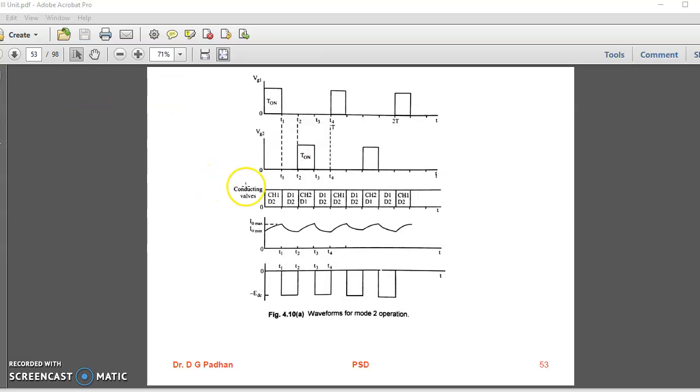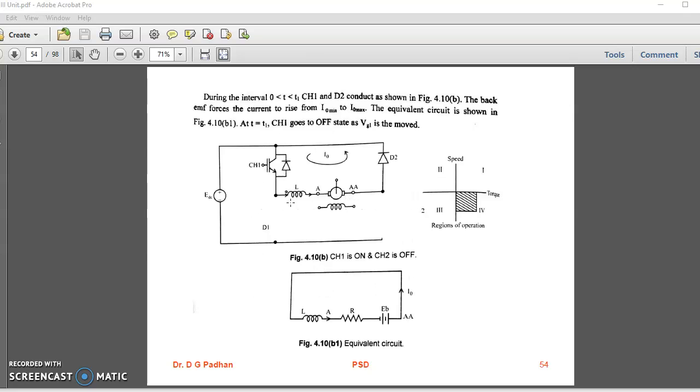Next, during the period t1 to t2, chopper 1 and chopper 2 are not conducting, chopper 1 and chopper 2 are off. The current flows through D1 and D2 back into the source. You can see this in the circuit diagram here.